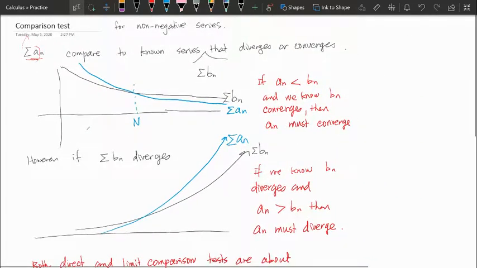So this is about comparing it to something simple that you know is converging or diverging, like the P series or harmonic series, or some geometric series if you can go that far. But the problems I've seen are usually against either a harmonic series or a P series.